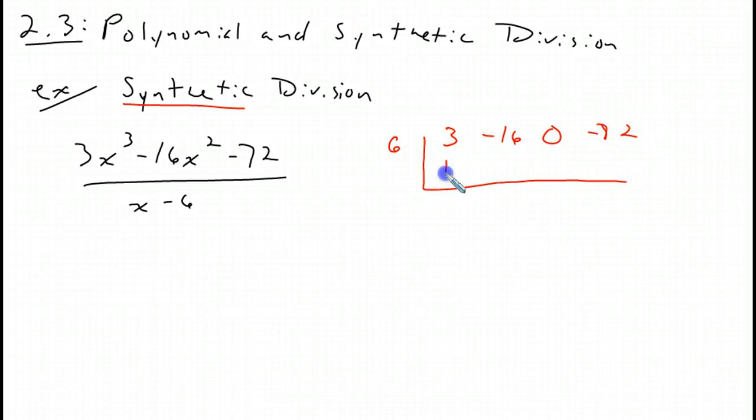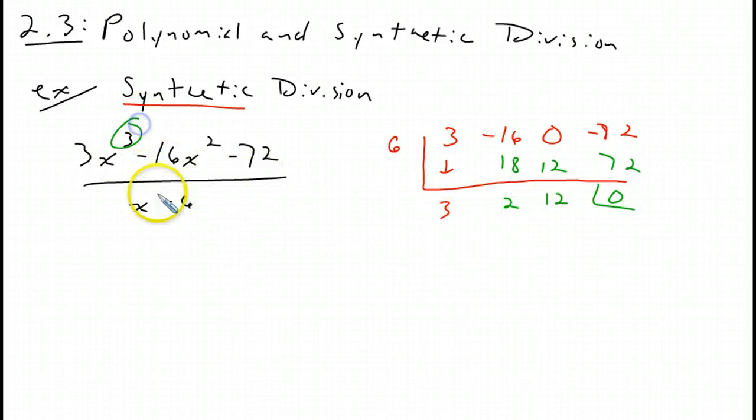Okay, 3 plus 0, I'm going to pull it down to 3, is 3. 6 times 3 is 18. Negative 16 plus 18 is 2. 2 times 6 is 12. 0 plus 12 is 12. 6 times 12 is 72. So again, I have a 0 remainder. So awesome. That's what we really wanted.